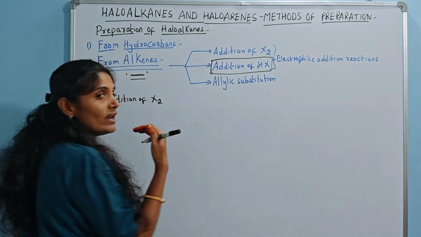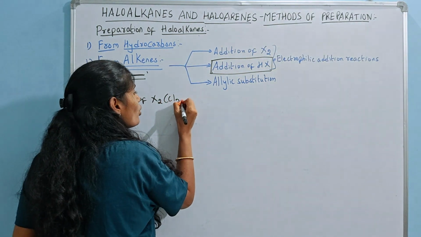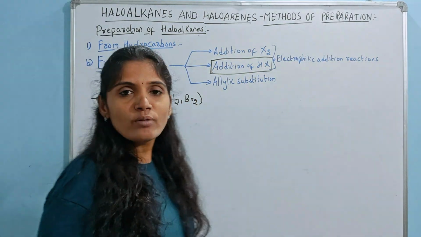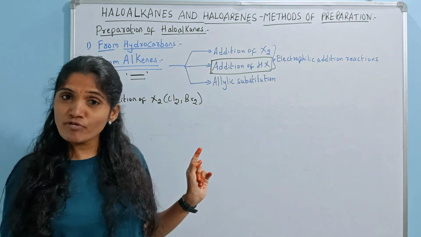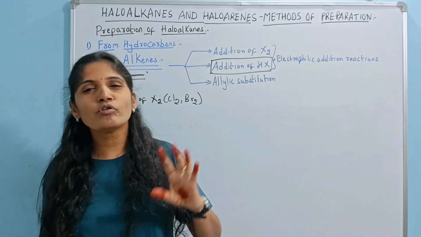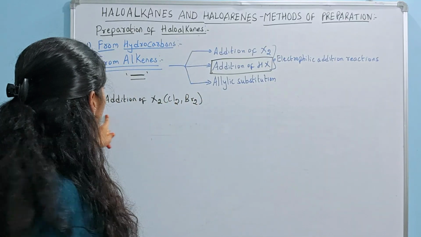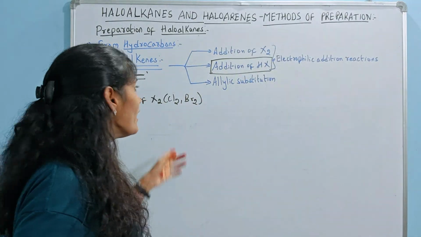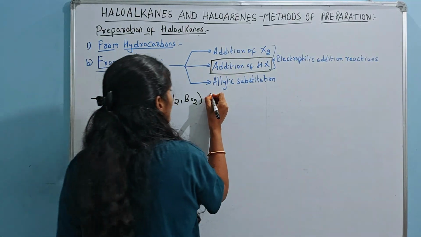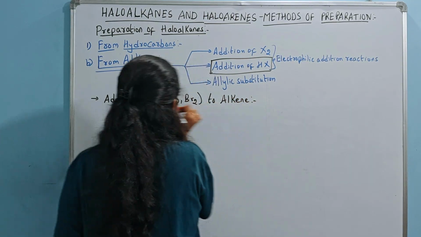Here, when I say X2, I mean halogens, and especially chlorine and bromine, because I already mentioned in the previous session that we usually don't do fluorination because it is explosive, and iodination has a very slow rate of reaction, so we are not considering them. So when I say addition of halogens here, I mean Cl2 or Br2. Now let us do addition of halogens to an alkene.